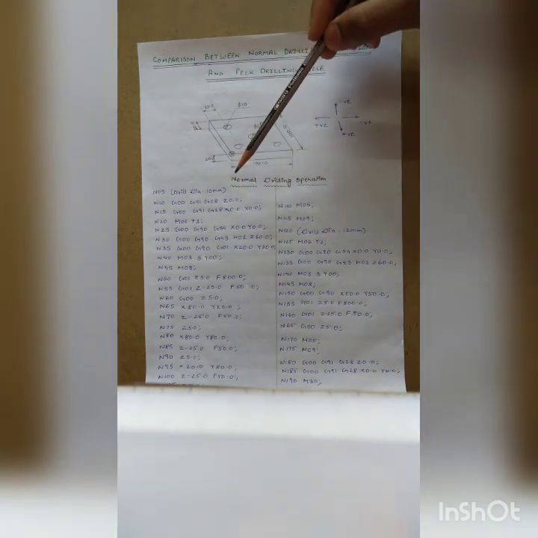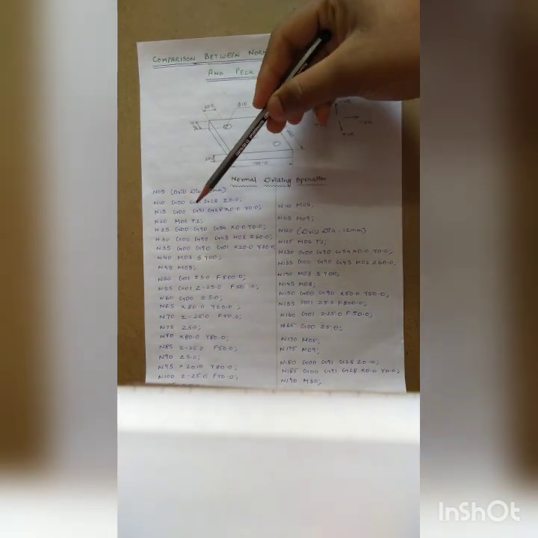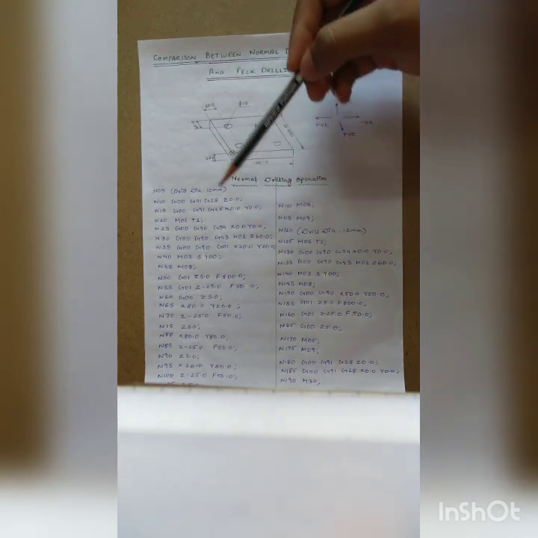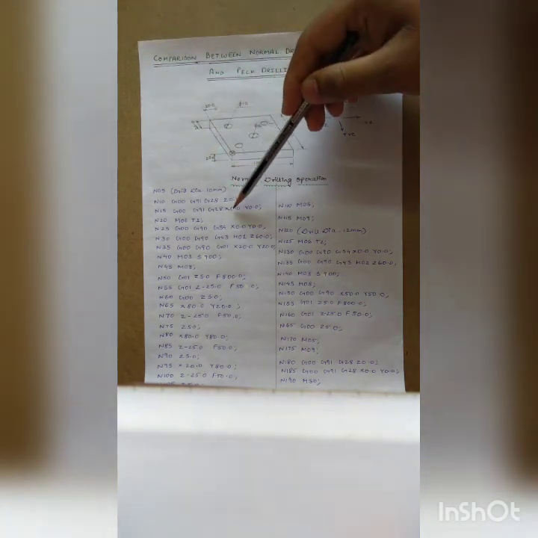Now let's start the normal drilling cycle operation. This is the program of that. G00, G91, G28, Z0.0 means return of the Z axis or tool to its 0 position. Then after that, G00, G91, G28, X0.0, Y0.0. This is the return of X and Y axis to their 0 position.